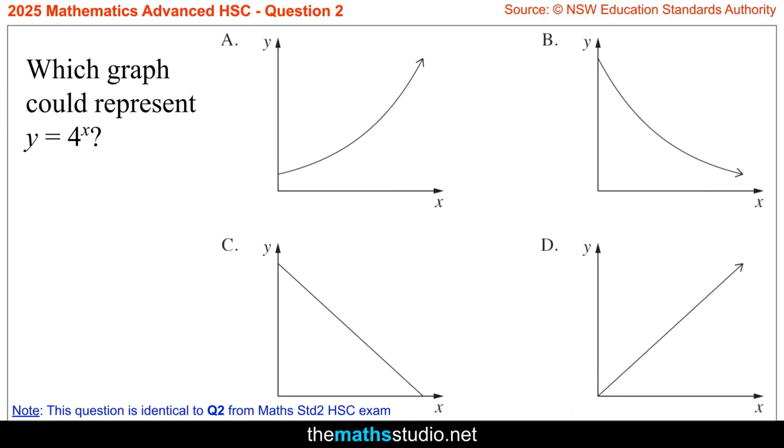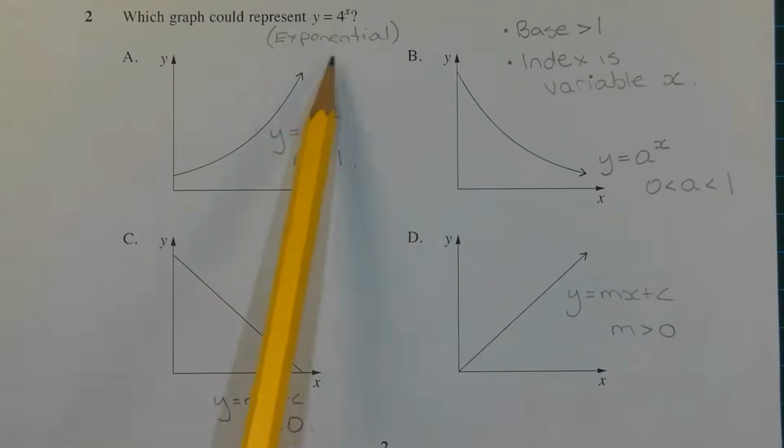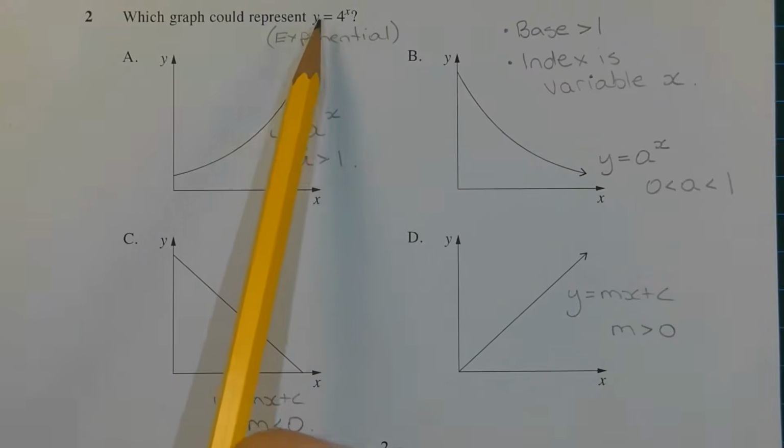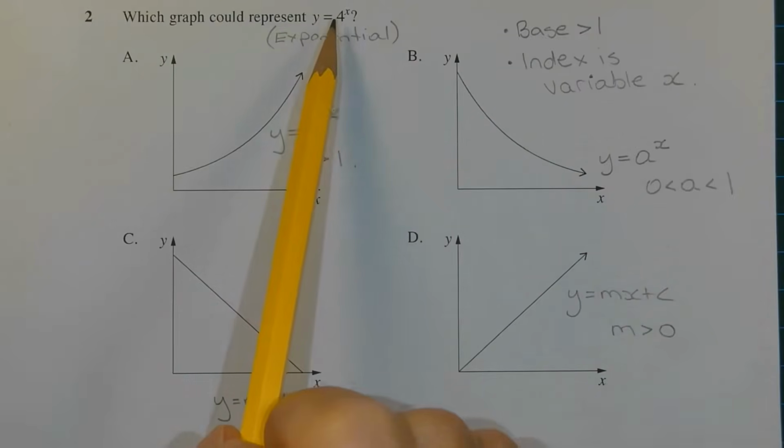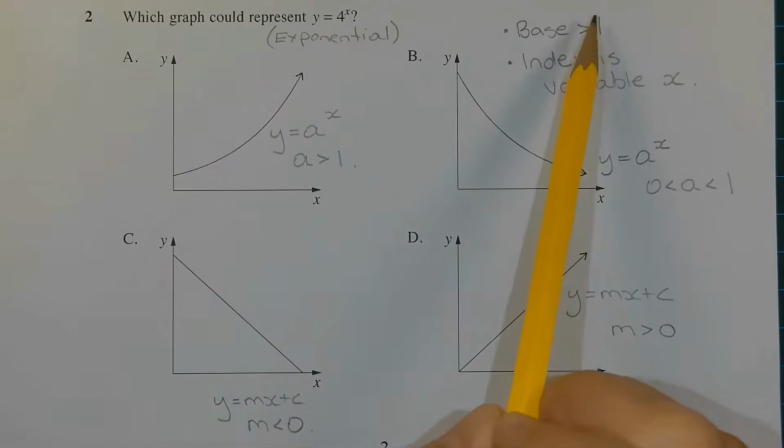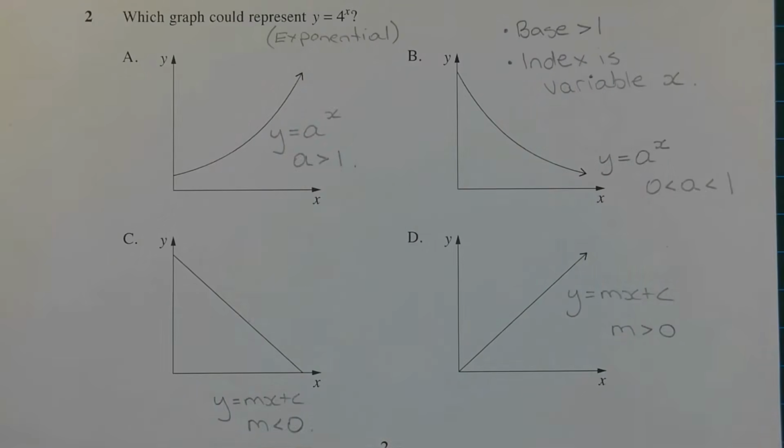Question 2. Which graph could represent y equals 4 to the power of x? Consider the form of the equation. We have the variable y equal to a number to the power of the variable x. This means there is an exponential relationship between y and x. Looking at the base, we have a base of 4, and it is greater than 1. That means as we move from left to right, the graph is getting steeper and steeper. And out of the four options, the only option that shows this particular property is option A.